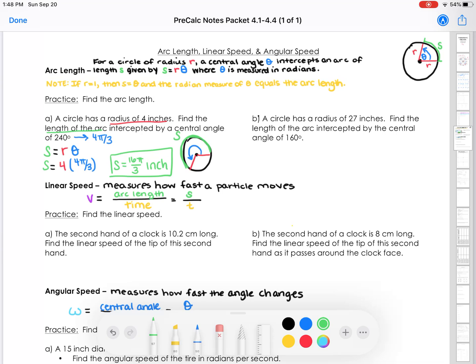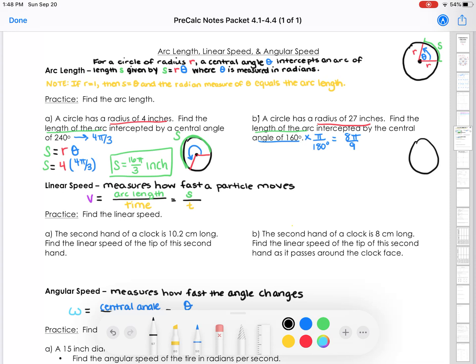Using the same concept, if we have a circle of radius 27 inches, we want to find the length of the arc, so we're looking for s, and we have the angle 160 degrees. Again, we want to look at that in radians. We don't necessarily know that one off the top of our head, but we can use our little conversion. We multiply by pi radians over 180 degrees. And when I do that math, that's going to give us 8 pi over 9 radians.